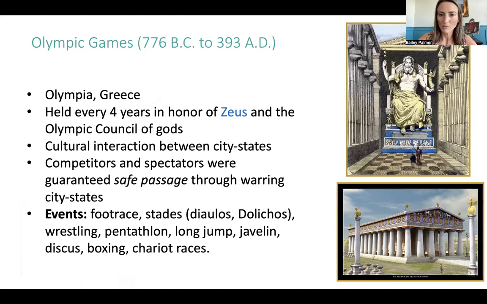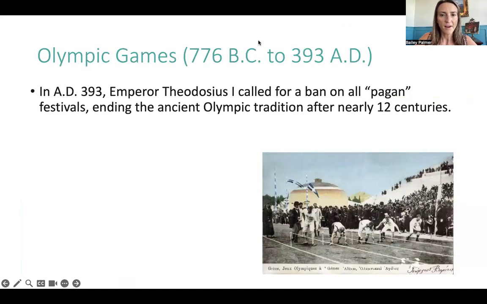Some events are similar to what we actually do today. Foot races, like sprinting around a track. Stades, which is like running down and back across a stadium. They had different distances. Wrestling, a pentathlon, long jump. We still do jumping events today. Javelin, discus, the shot put, boxing, and chariot races. So lots of different activities.